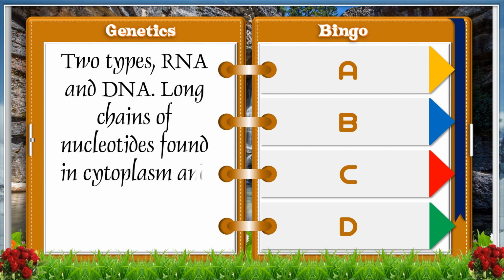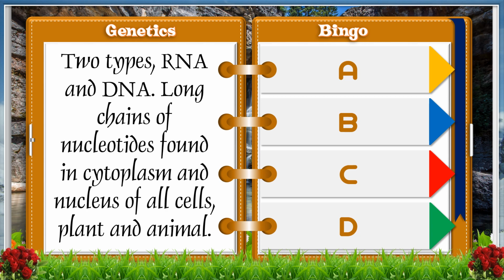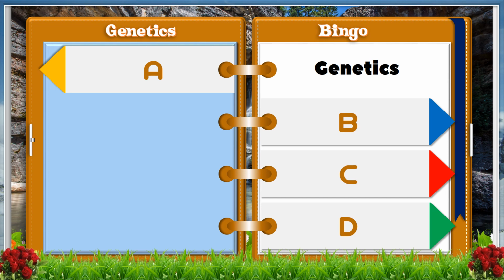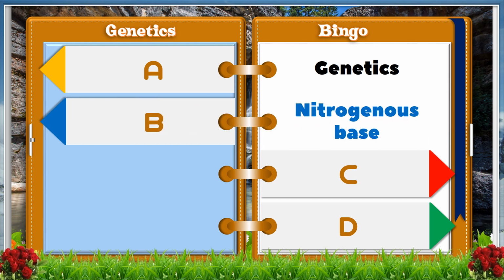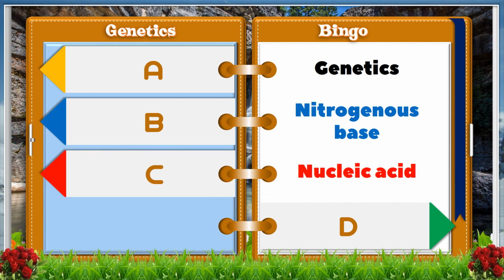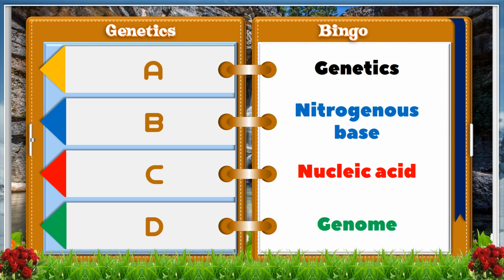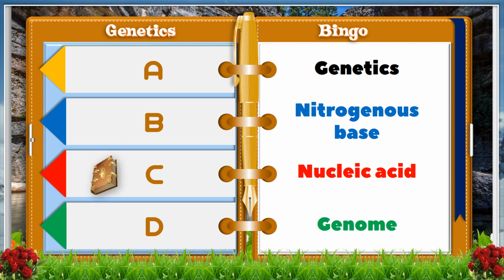Two types, RNA and DNA, long chains of nucleotides found in cytoplasm and the nucleus of all cells, plant and animal. A. Genetics. B. Nitrogenous base. C. Nucleic acid. D. Genome. And the answer is C. Nucleic acid.